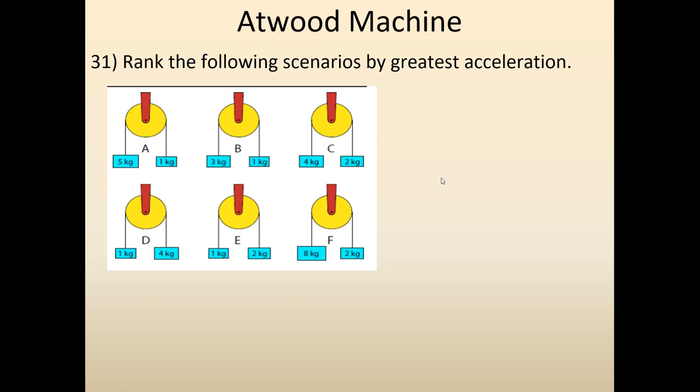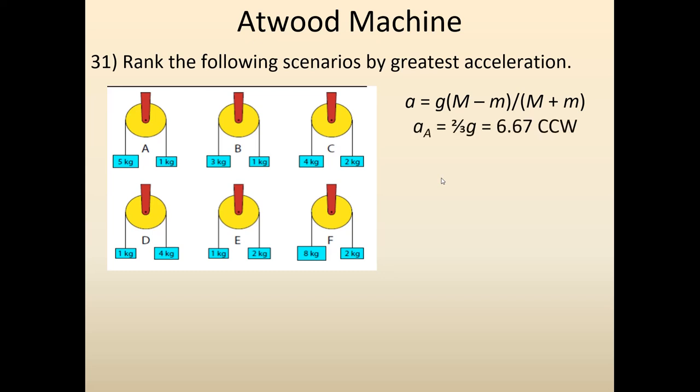All right. So they want us to rank the following scenarios by greatest acceleration. Now, first thing I want to do is find the accelerations for each one. I'm not going to go into too much detail. Again, you can see what I did in the previous problems. What I'm actually going to do for this is, because it's such a generic Atwood machine, use the simple derived equation on how to find the acceleration.